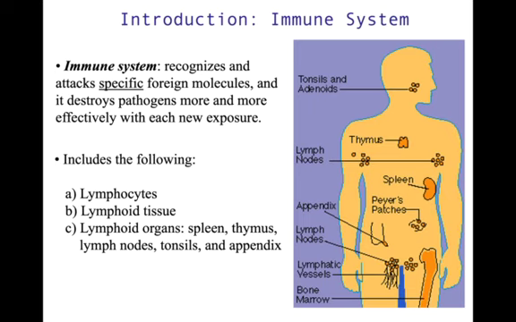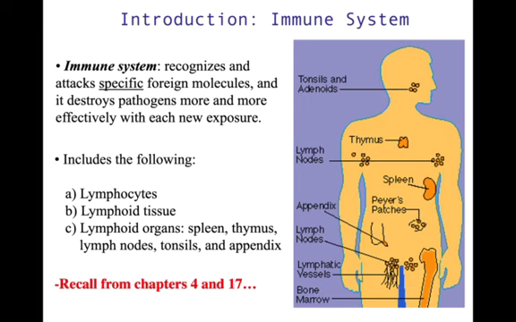Because we recognized it early in the infection. So what are the components of this immune system? Well, these are the lymphocytes, the B cells and the T cells. These are the tissues that house the lymphocytes. We call that lymphoid tissue. And then we have the organs that have the lymphoid tissue. We call those the lymphoid organs.